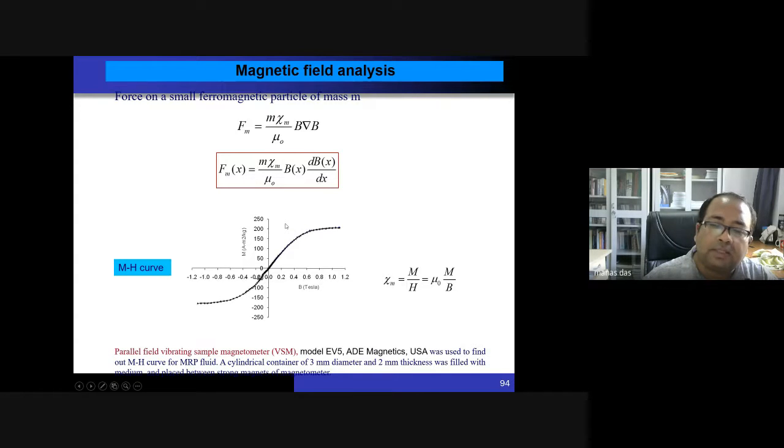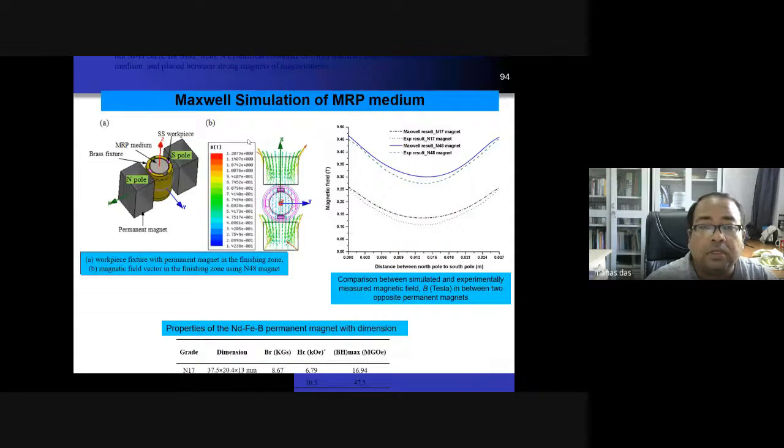There is a vibrating sample magnetometer, VSM, and from there itself you can get the BH curve. At different applied magnetic fields, you can get the magnetization. Then you can put it in the equation, and from there you can calculate the magnetic force on individual abrasive particles.